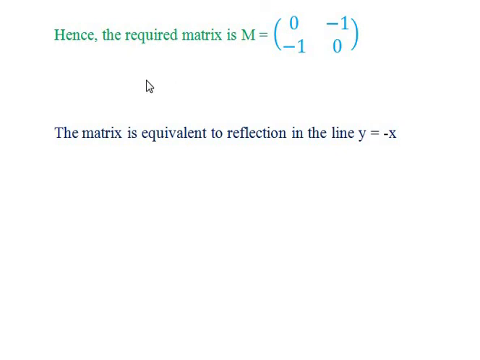Okay. And one more part of the question that we have to answer: what is the equivalent transformation corresponding to this matrix? Obviously, you remember 0, -1 and -1, 0 is equivalent to the reflection in the line y equal to -x. Okay, and this completes the presentation. Thank you for watching.